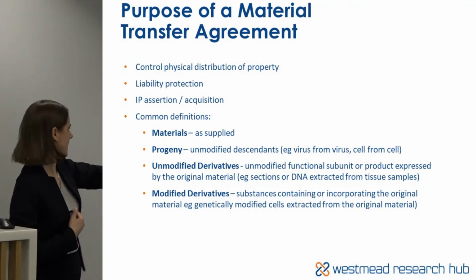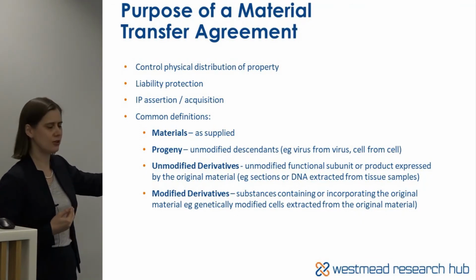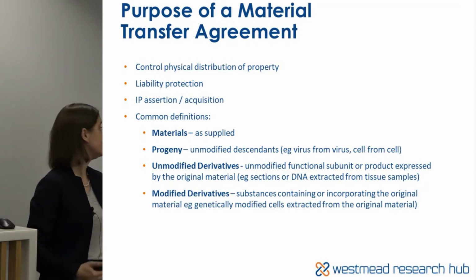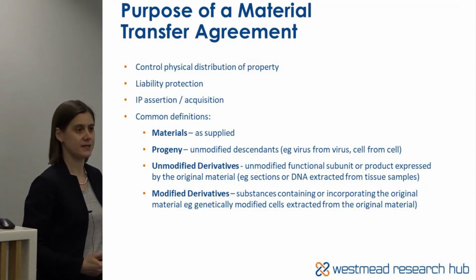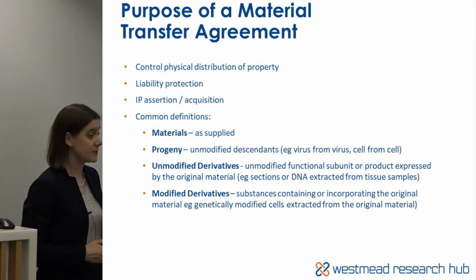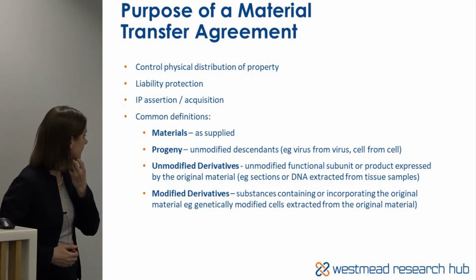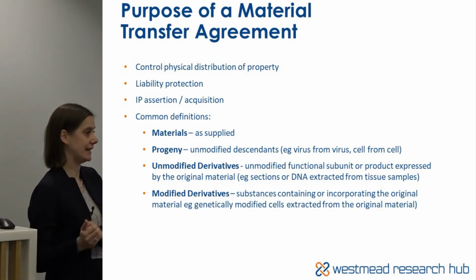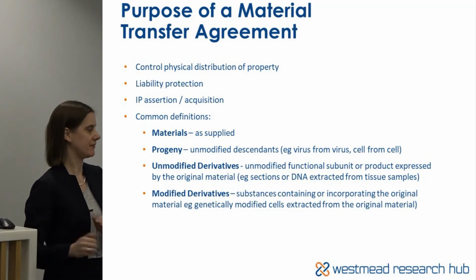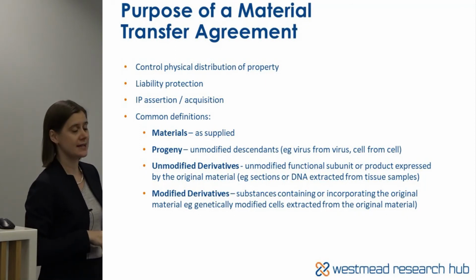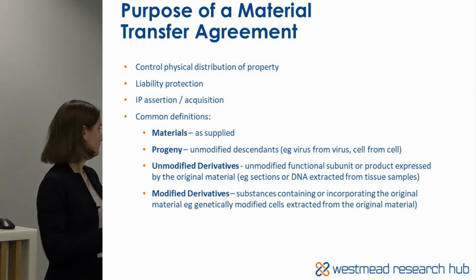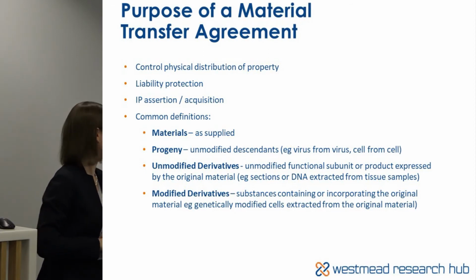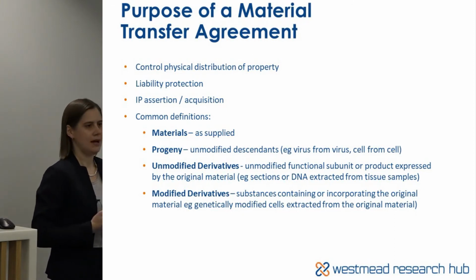So you'll often see a bit of argy-bargy around what's included. So materials are typically what was supplied. Progeny for biological materials, there's cell line producing cells, they're unmodified, they're the same. They would often be treated the same as the original materials. Then you get unmodified derivatives. So you might have DNA extracts, something that's been taken out of the original materials but isn't the materials as such. And then modifications and modified derivatives, where genetic modifications are happening, people are playing with material.